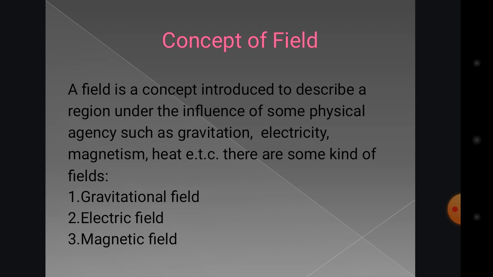And when we say physical agency, we mean the physical quantities, and those quantities are gravitation, electricity, magnetism, heat. So field is a concept introduced to describe a region. And when we say region, we're talking about a space under the influence of some physical quantities or physical agencies, and there are many. So it was introduced to describe those quantities.